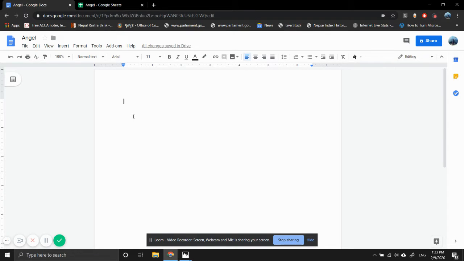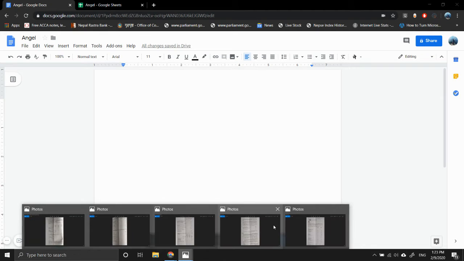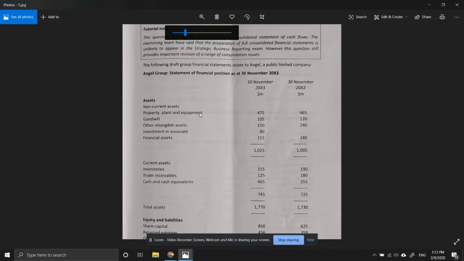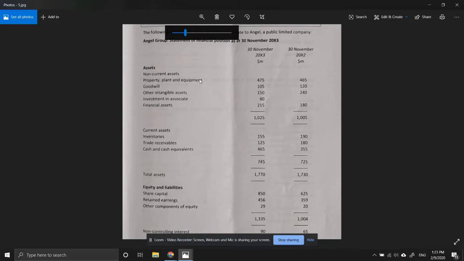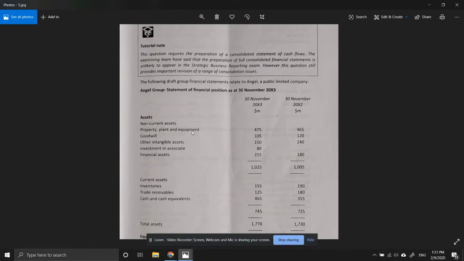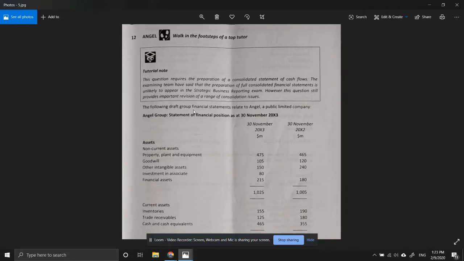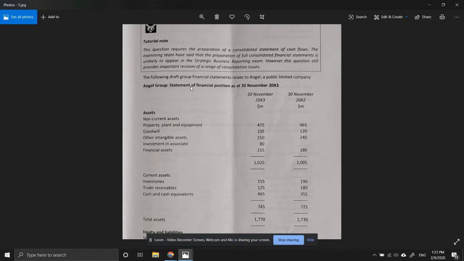So in this particular session, what we will be discussing is SPR's question number 12, exam kit, Angel. It's a very long question, and we've been given the SOFP, SOPL, and statement of changes in equity, everything. So Angel question number 12, and the following group financial statements relate to Angel, right?